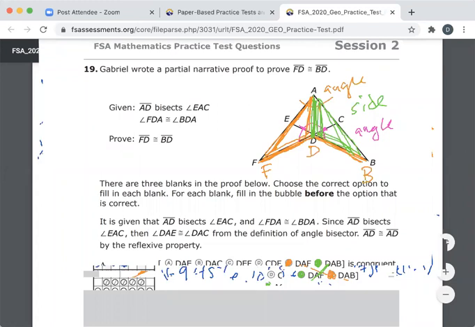So this problem is a little bit confusing because you could have answered DAF for the first one and DAB for the second, or DAB for the first one and DAF for the second. Just make sure you get both of the triangles in there. And then you're looking at your angle, side, angle that was introduced to you in the problem.